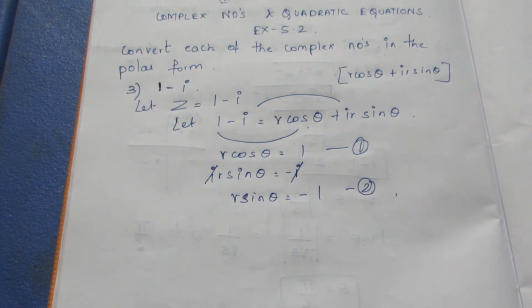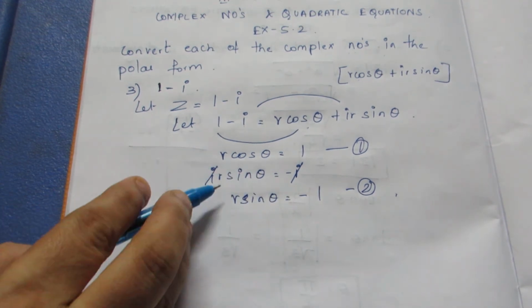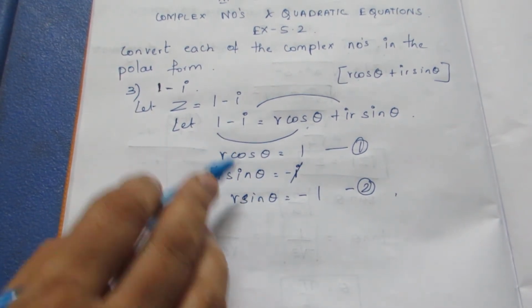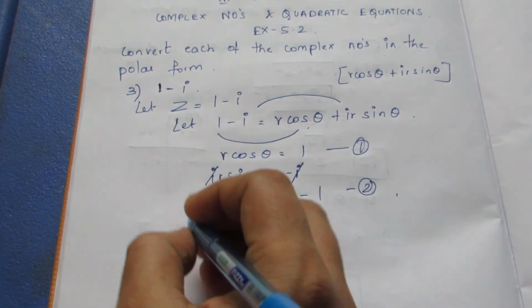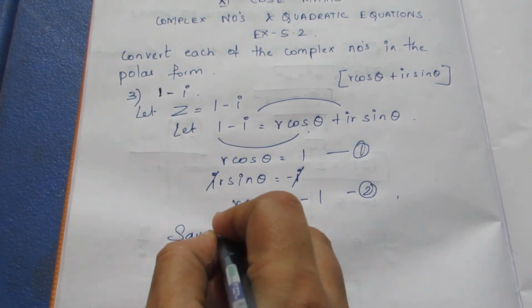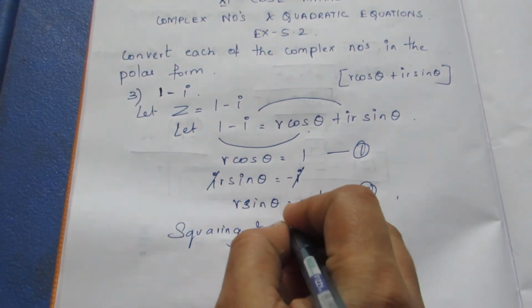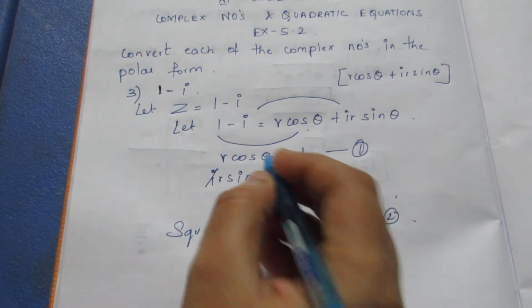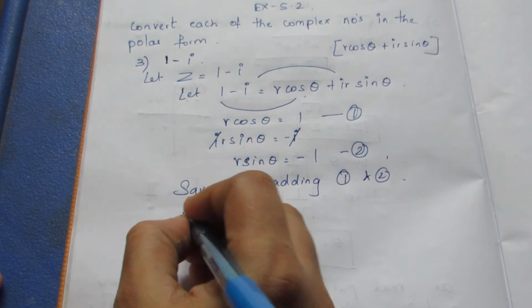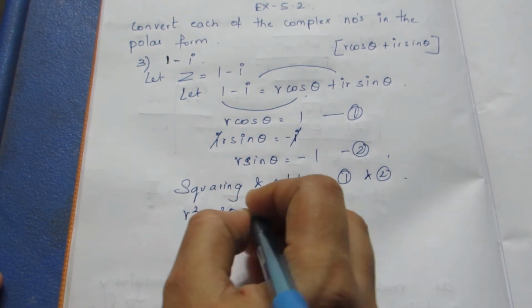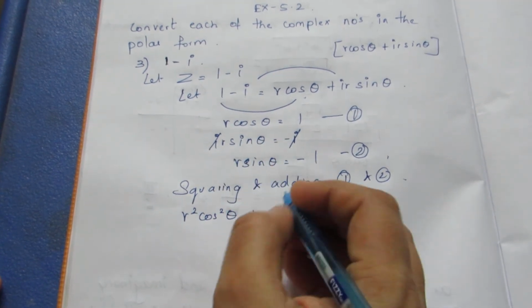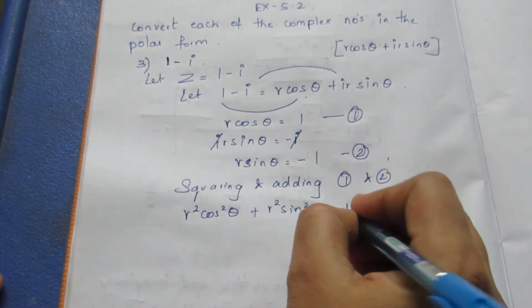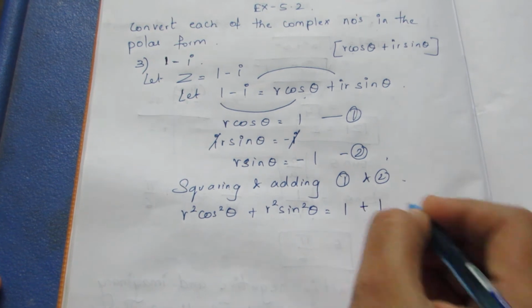Now squaring and adding both the equations. LHS squared, RHS squared, add them separately. Squaring and adding 1 and 2, it becomes r square cos square theta plus r square sin square theta, from the second equation. On the right, 1 square is 1, minus 1 square is also 1.